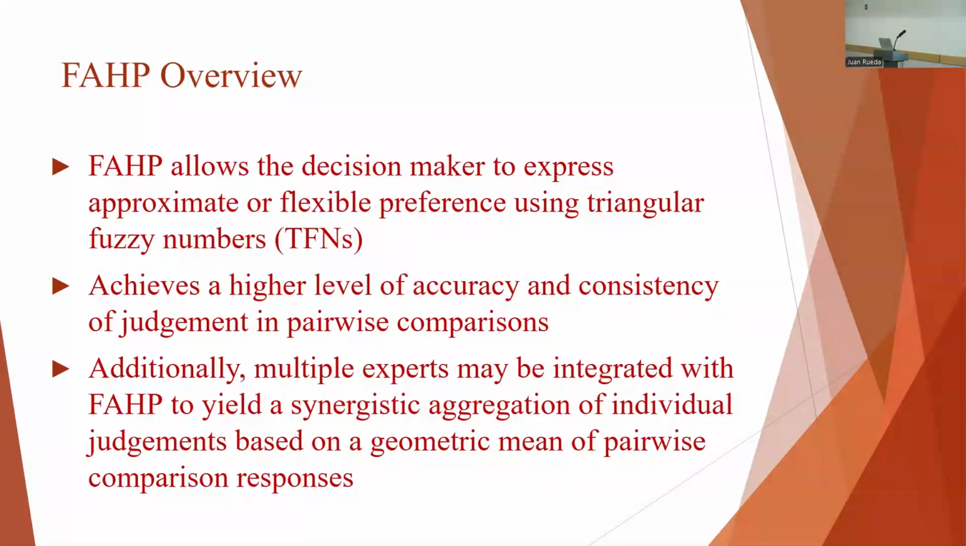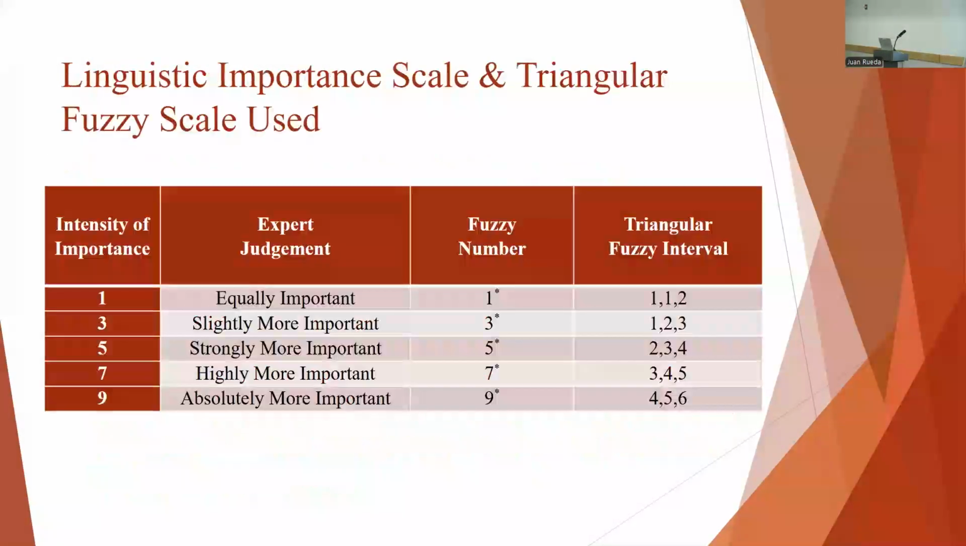So to give you an overview of what fuzzy analytical hierarchy deals with. It, again, is a decision-making tool, okay? And it is very flexible in providing the decision maker a preference, okay? And we do that preference using triangular fuzzy numbers, and I'll show you that here in just a minute. But it achieves a very high level of accuracy and consistency of judgment using these fuzzy numbers in our pairwise comparisons. And again, we can integrate multiple experts into that process.